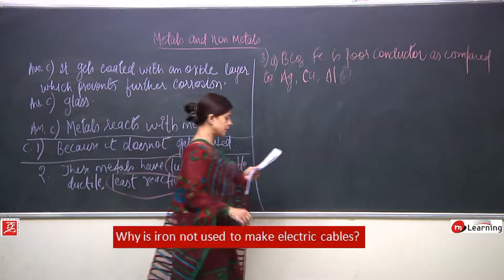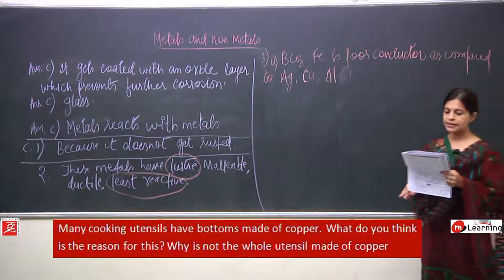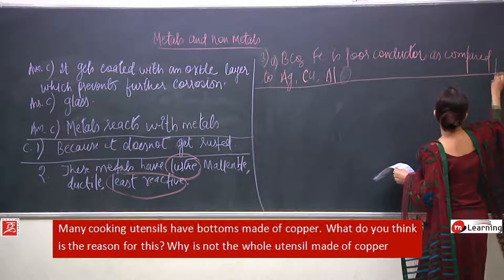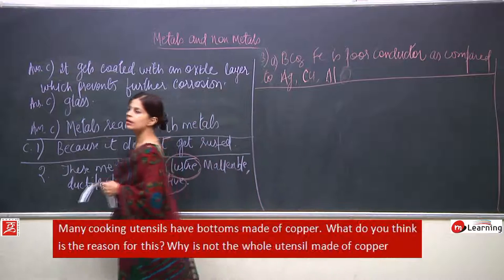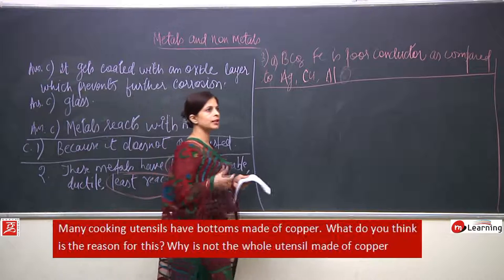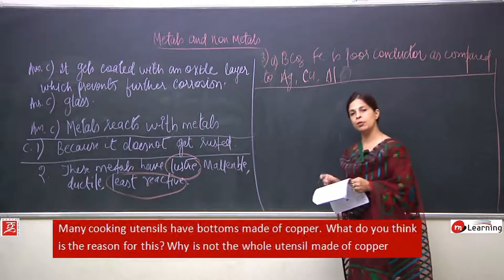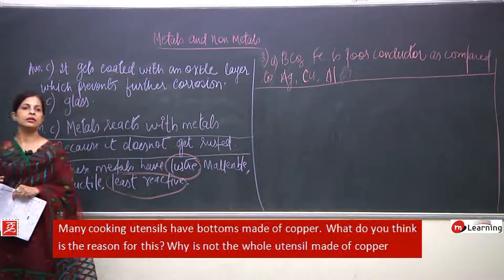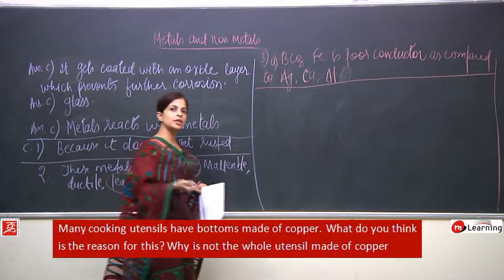Coming to the next question, this is a quite interesting question, children. Many cooking utensils have bottoms made up of copper. We all know that, we have discussed this also, that the kitchen utensils, especially the pans in which we make tadka and all this, have a copper bottom, but the whole vessel is not made up of copper. Why is it not used to make the complete utensil?